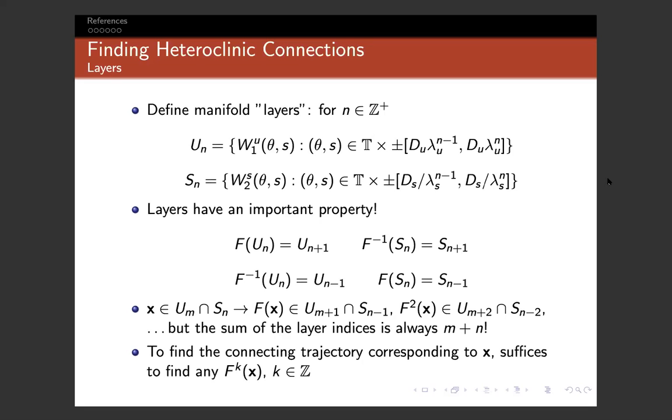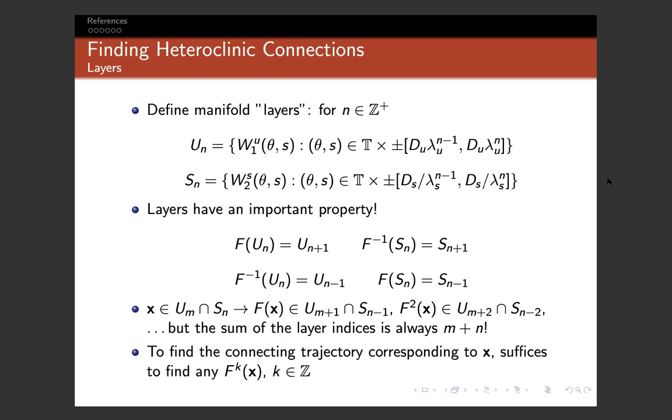So now let's say you have a point in the intersection of the manifold layers U sub m and S sub n. If you iterate that by the map F, F of x, which is also an intersection of the manifolds, is going to be in U sub m plus 1 intersecting S sub n minus 1, and so on and so forth. Iterating again, it's in the intersection of U sub m plus 2 and S sub n minus 2. But what you can see is that the sum of the layer indices is always m plus n. And of course, by iterating this point backwards or forwards enough times, you can end up so that this trajectory is in the intersection of a pair of layers with the same index or with indices that are only one different, right?